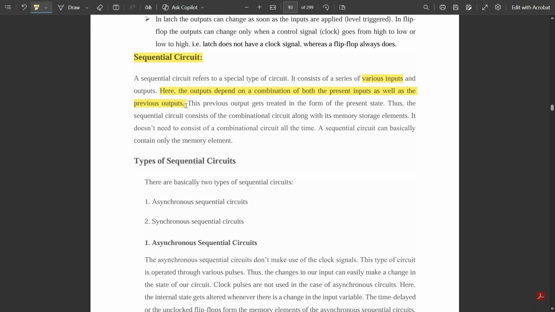It consists of a memory stage. So this previous output gets treated in the form of present state. Thus the sequential circuit consists of the combinational circuit along with its memory storage elements. The sequential circuit consists of combinational circuits, but the memory of that circuit is attained by the sequential circuit. It doesn't need to consist of a combinational circuit of all types. That is, a sequential circuit can basically contain only the memory elements. The complete combinational circuit is not required, but the memory of that circuit is required for the building part.